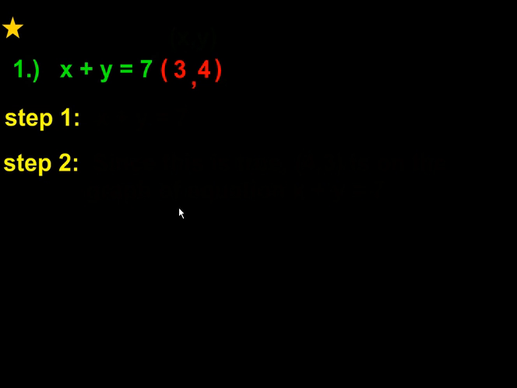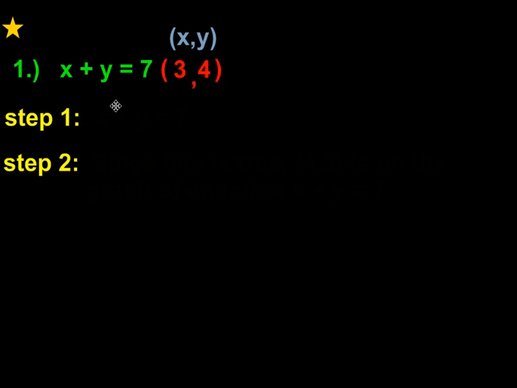For 1a we have x plus y equals 7, and we have the coordinates 3, 4. Keep in mind, whenever you're looking at coordinates, x is always going to be your first number, y is always going to be your second number. Now we want to substitute these for x and y, and if it works out to be true, then we know that these two coordinates would be a point on this graph.